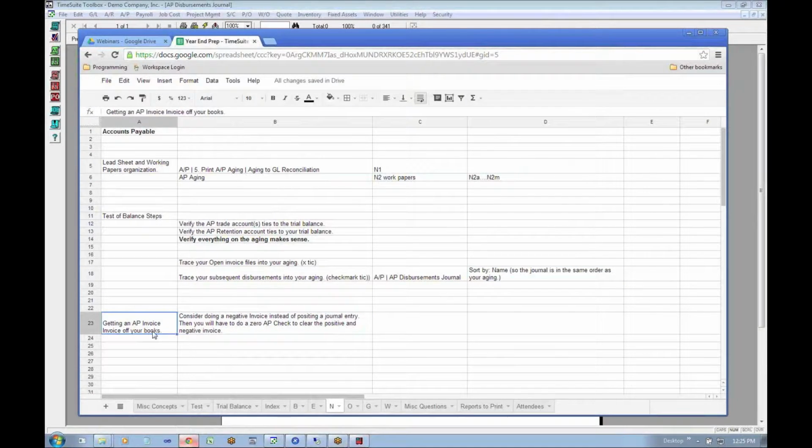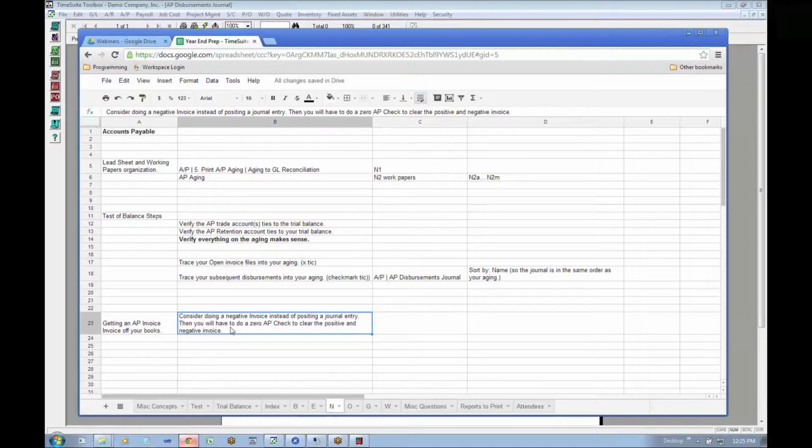So for getting an accounts payable invoice off the books, consider doing a negative invoice instead of a journal entry, and then do a zero cash AP check to clear the two items. And then if you have problems with that concept, just do a support call and we'll walk you through it. That way it gets it out of your subsidiary.